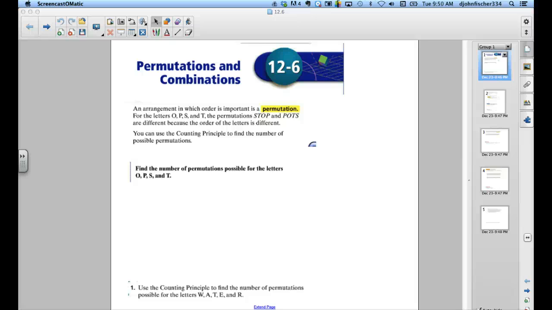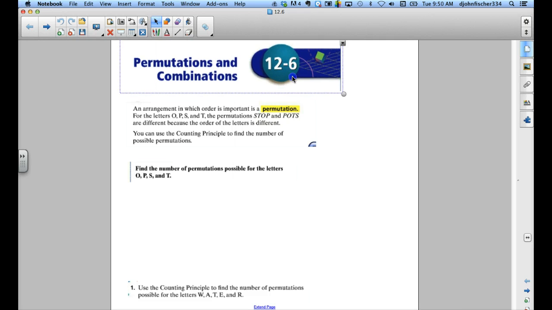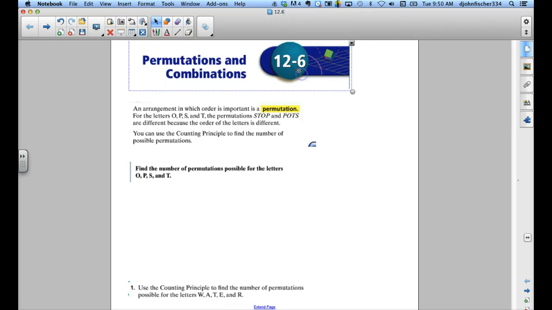Okay, 12.6. 12.6 deals with permutations and combinations, and we'll be talking about these. This is a shorter section. An arrangement when order is important, that's a key word here, order is important, is called a permutation. For the letters O, P, S, and T, the permutations STOP and POTS are different because the order of letters is different. So STOP is different than POTS.